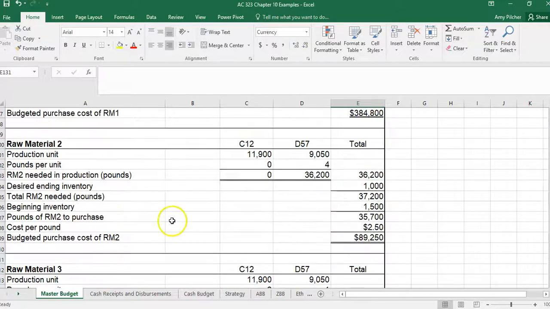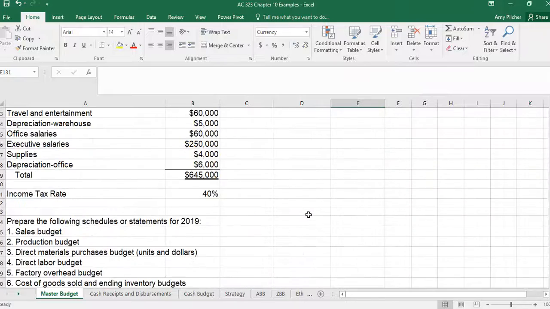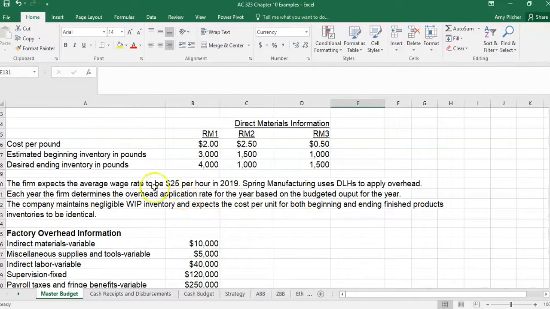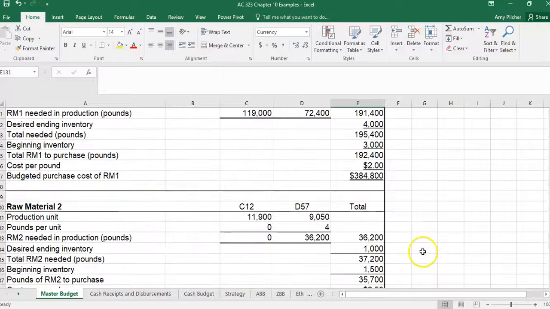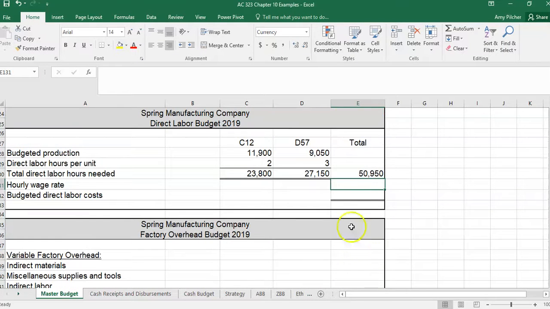Our hourly wage rate, it tells us up here in the information that our hourly wage rate is $25 per hour. So we're going to take those hours times $25 to get our total direct labor amount.